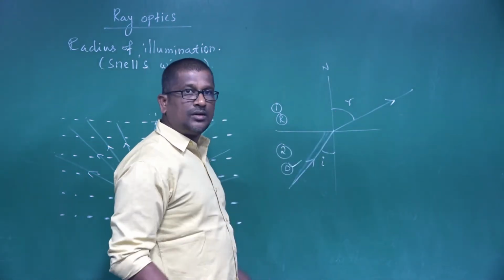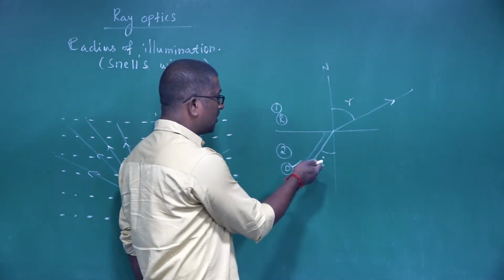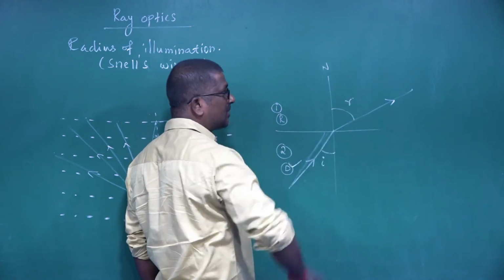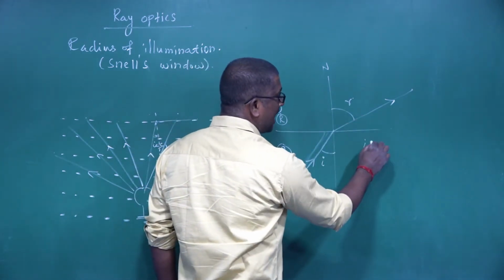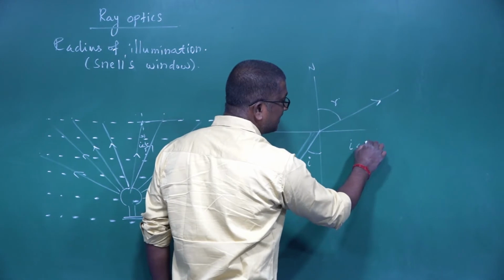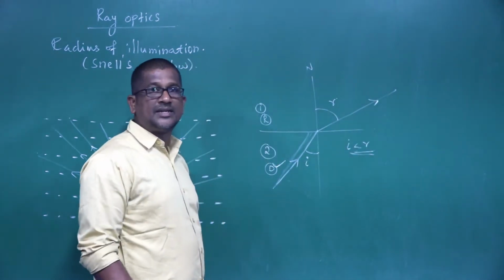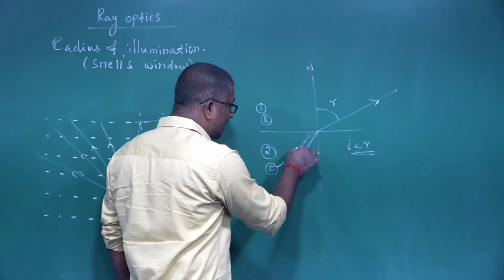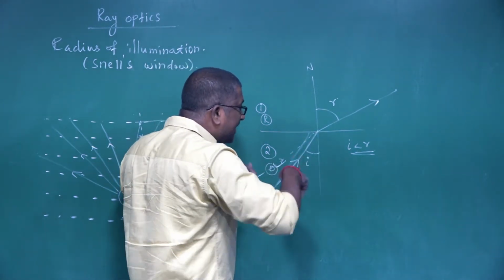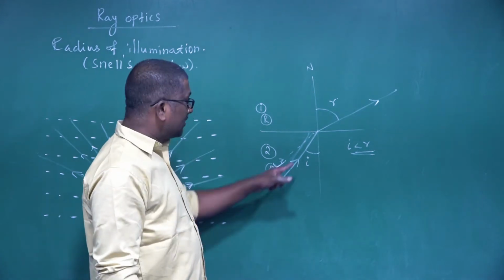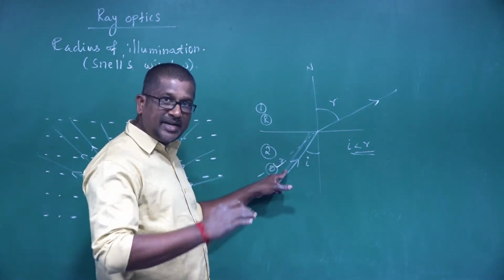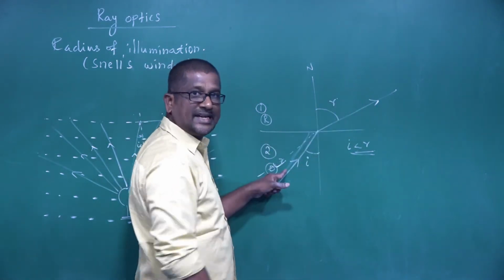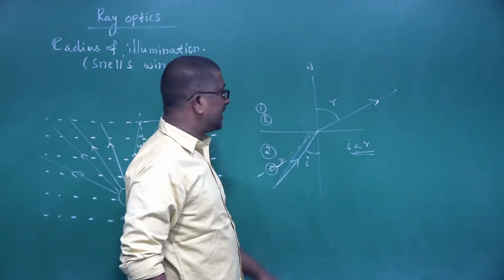You are already very familiar with this. When light travels from denser medium to rarer medium, the ray is bent away from the normal. In this case, the angle of incidence is less than the angle of refraction. What happens if the angle of incidence in the denser medium gradually increases? The angle of refraction also increases.